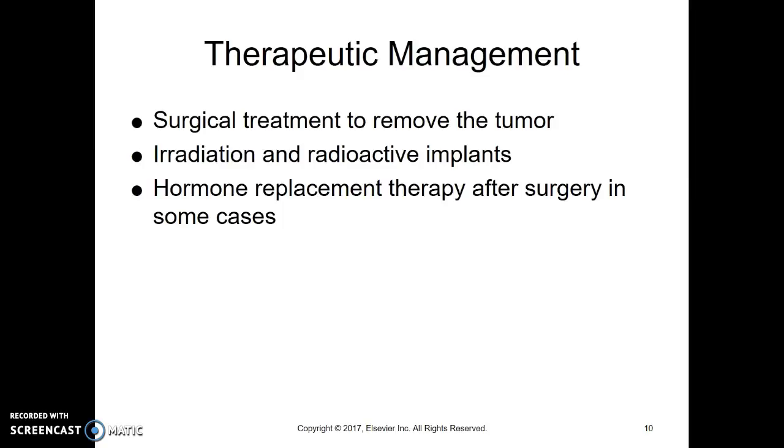So how are we going to treat this one? Well, we've got to figure out why they're producing extra growth hormone. And if it's a tumor on the pituitary gland, we're going to take that tumor out. Or we may irradiate it or put in little radioactive seeds that destroy it. If we destroy the pituitary, though, now we've got to make sure we are replacing the hormones that it controls.